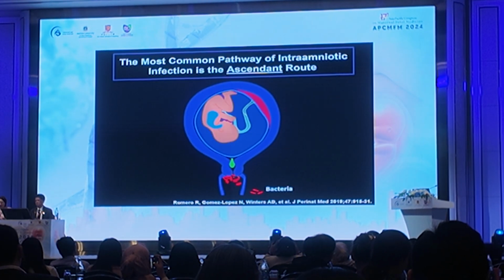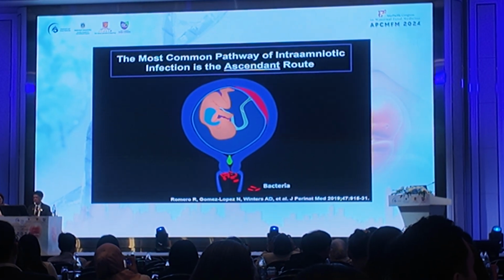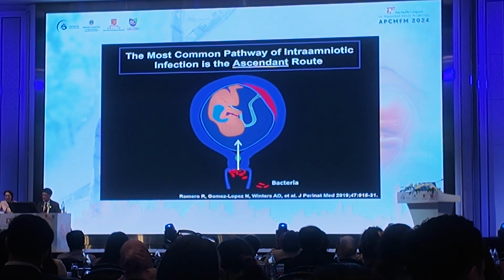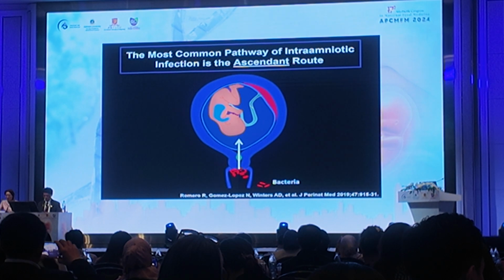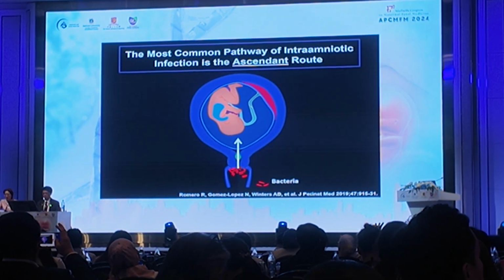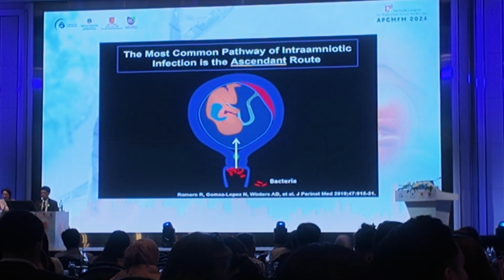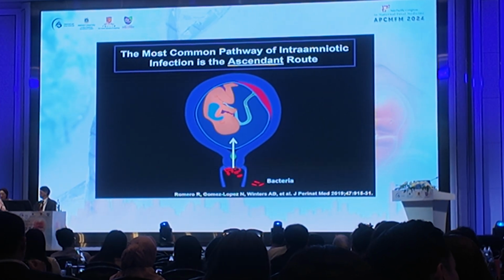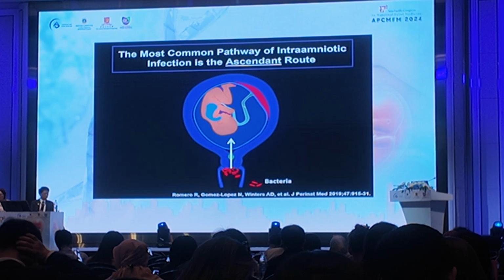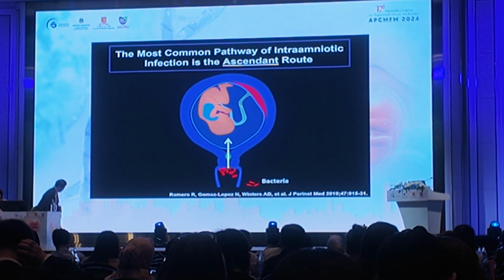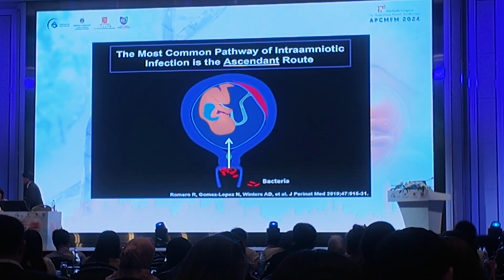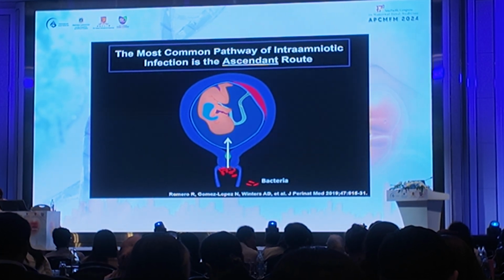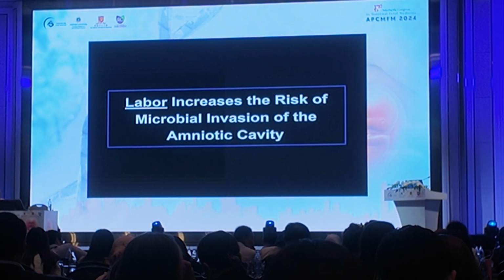Now, where do microorganisms come from? All patients have microorganisms in the lower genital tract. These microorganisms may gain access to the amniotic cavity via ascending infection. And we know this because we have compared the microorganisms in the amniotic cavity with vaginal swabs and the microbiome, and we have been able to identify that in the overwhelming number of cases, the organisms in the amniotic cavity are also present in the vagina using sequencing techniques.